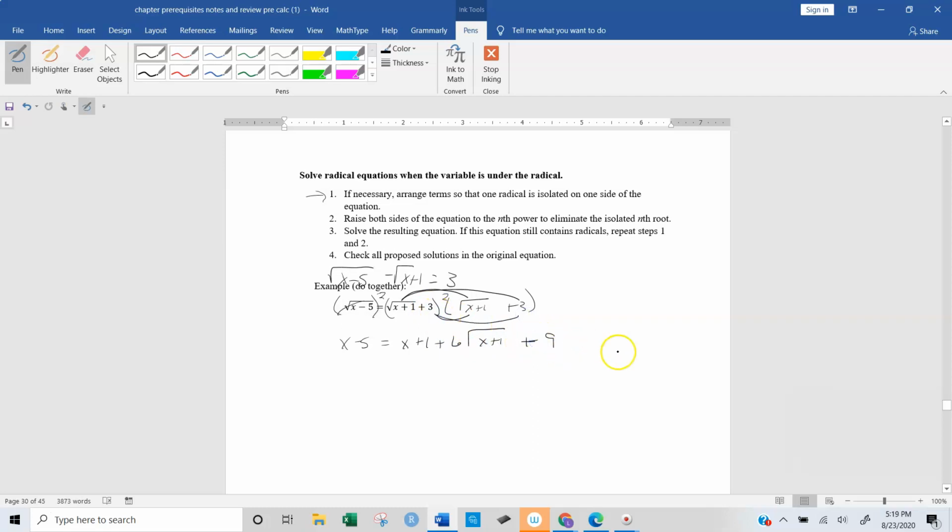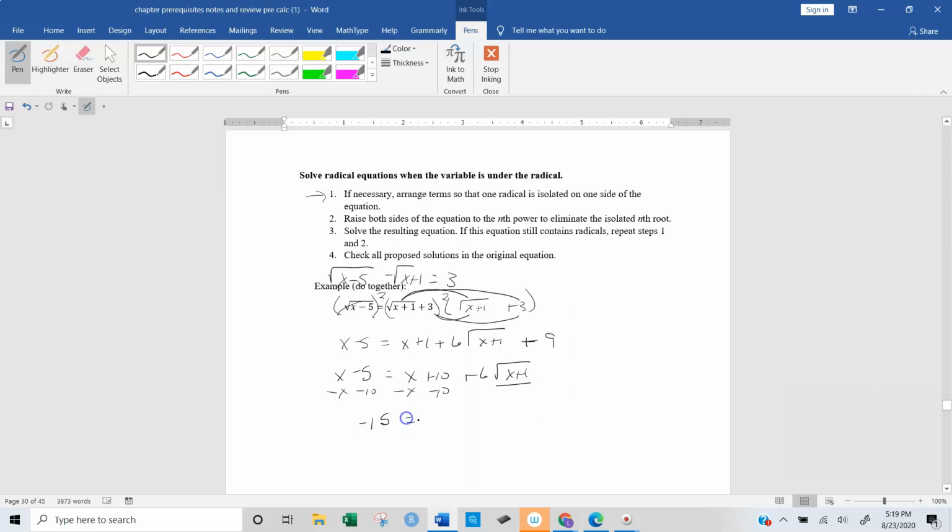Now let's put some of this together. So we got x minus 5 equals x plus 10 plus 6 square roots of x plus 1. All right, now I have to get this alone. So I have to subtract the x, I have to subtract the 10. I think we'll stop right there just for a second.